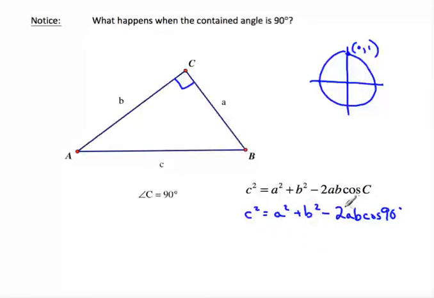If this is 0, this whole thing will become 0, and we just get c squared is equal to a squared plus b squared. And you'll recognize that as the Pythagorean theorem. So the Pythagorean theorem is really a special case of the cosine law, which occurs when the contained angle is 90 degrees. So that's the cosine law.